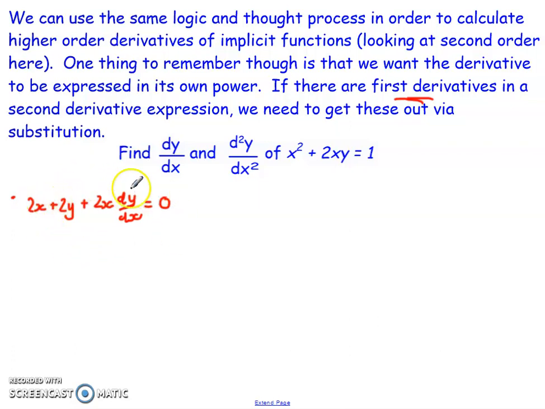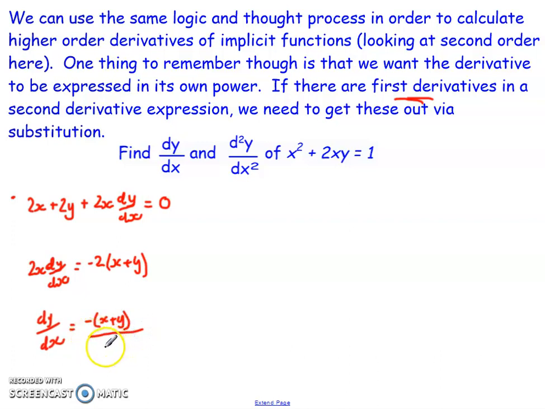So now we separate everything without a dy by dx and stick it on this side here. So I'd end up having 2x dy by dx equals negative 2, and I'm going to take it out as a common factor here, bracket x plus y. And what I'm then going to do is divide through by the 2x, so I'm going to have dy by dx is equal to negative bracket x plus y all over x.